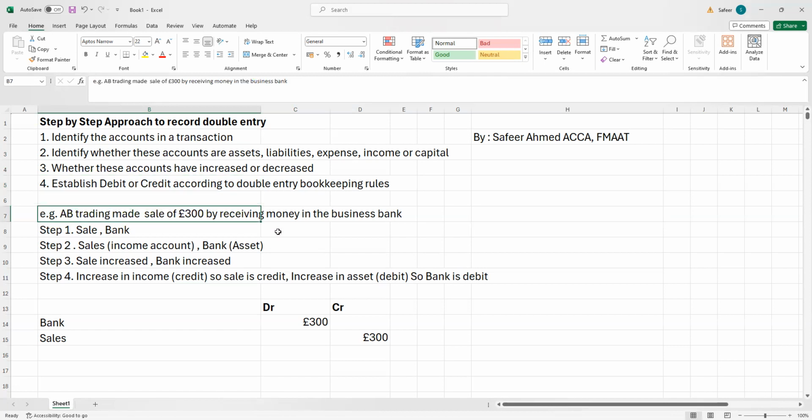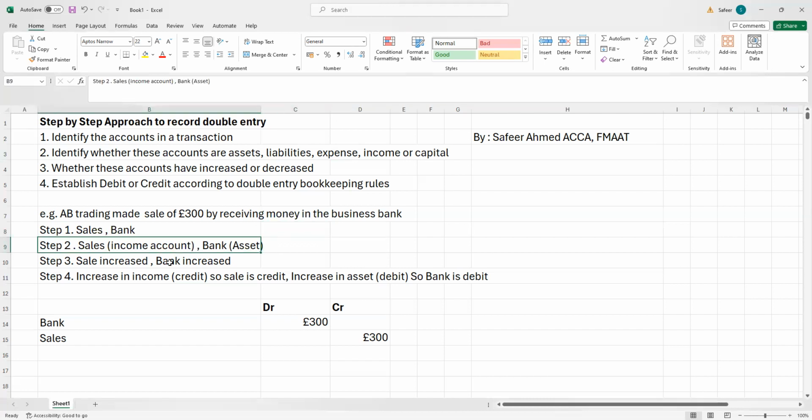So let's suppose AB Trading is a business. They made a sale of £300 by receiving money in the business bank account. So let's perform those 4 steps. Now identify 2 accounts. So the 2 accounts in this transaction are sales and bank. So that's your step 1. Step 2, identify whether these accounts are assets, liabilities, expense, income, or capital. Now sales, we know that's an income account, and bank is an asset account. So we perform the second step.